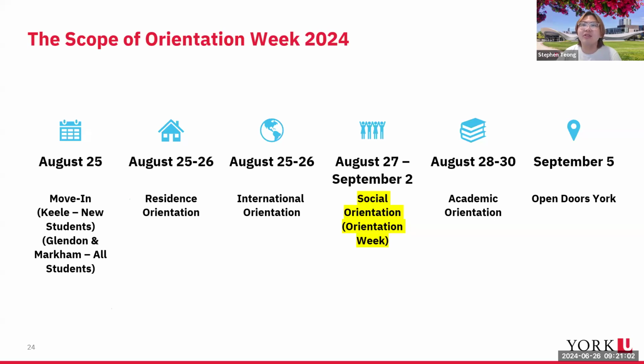Lastly, we close off transition orientation programming on September 5th with Open Doors York. Think about it as your last chance before the start of classes to meet any university partner you may want to meet. Whether you're talking with student accessibility services, athletics and recreation, or maybe even York International again, they're all going to be there for you.